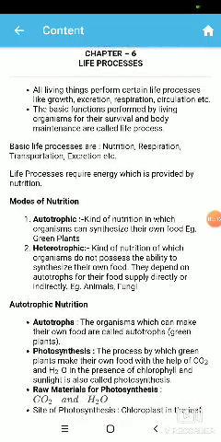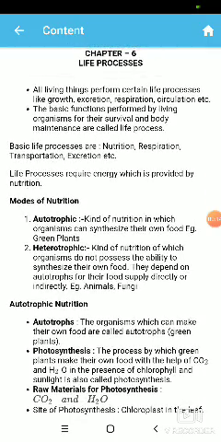All living things perform certain life processes like growth, excretion, respiration, circulation, etc. The basic functions performed by living organisms for their survival and body maintenance are called life processes. Basic life processes are nutrition, respiration, transportation, excretion, etc. Life processes require energy, which is provided by nutrition.